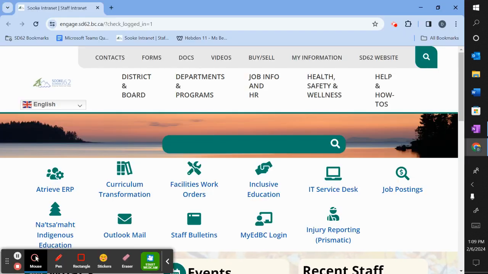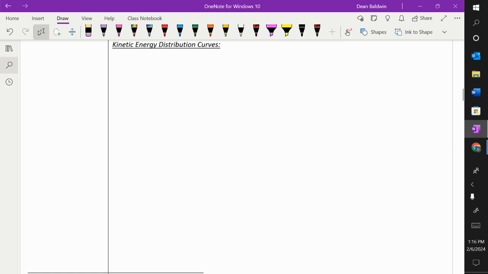Before we get into kinetic energy distribution. Okay, here we go. Kinetic energy distribution curves. Okay, we're going to go into the weeds of theory here, people. Theory time. Yeah, but this is going to get a little theory-ish. Nah, I like theory-ish. I'm going to go with theory-ish.